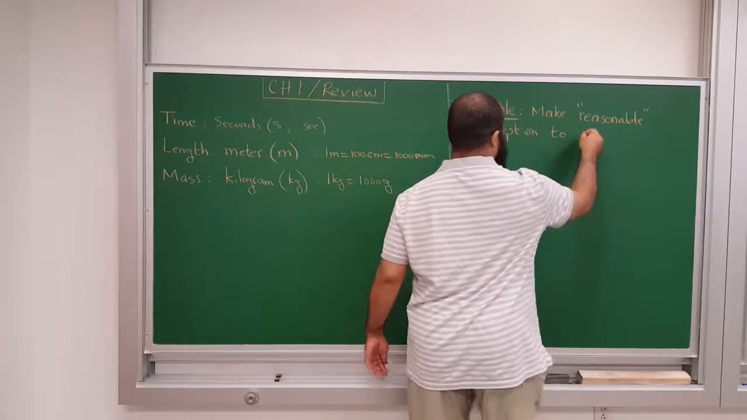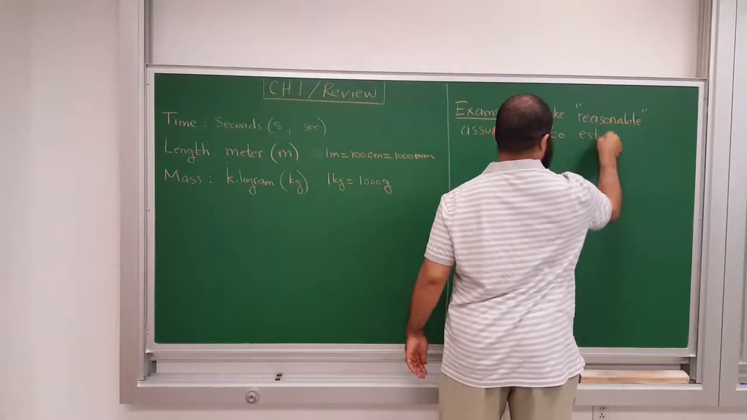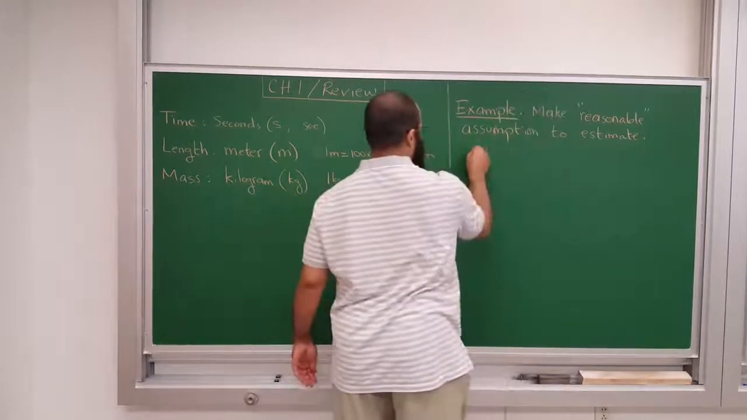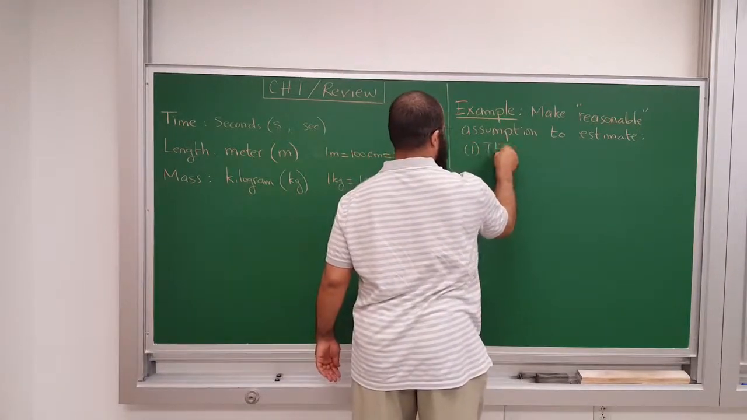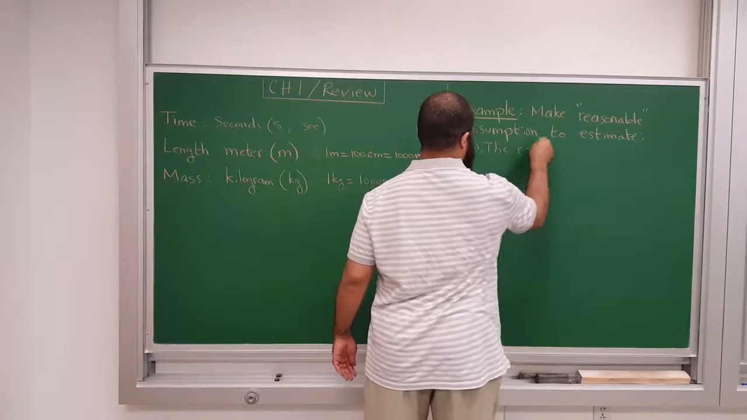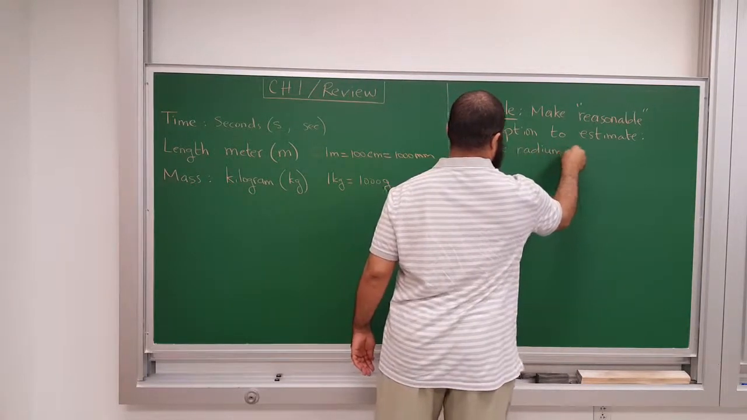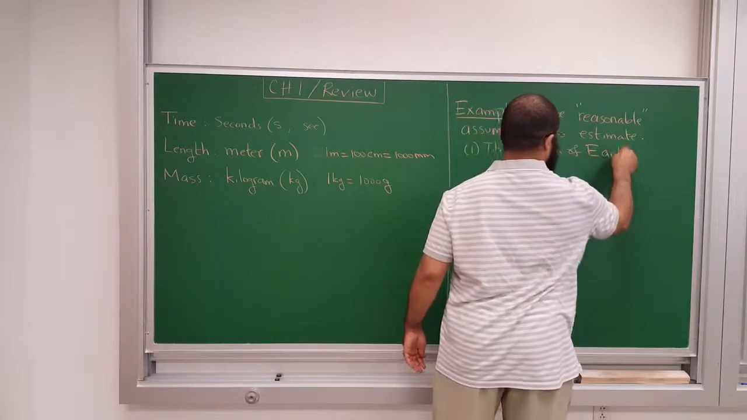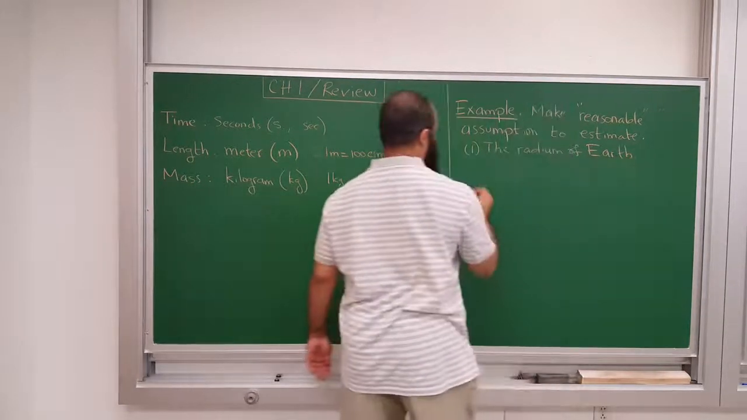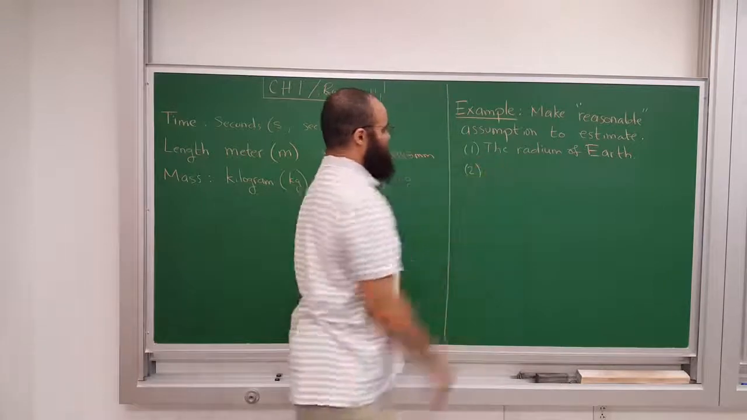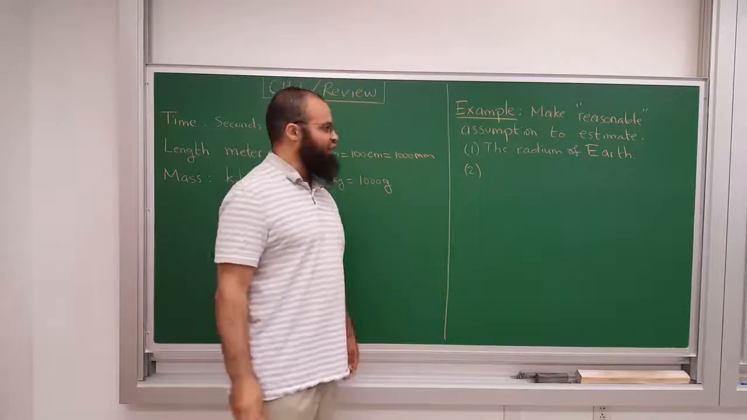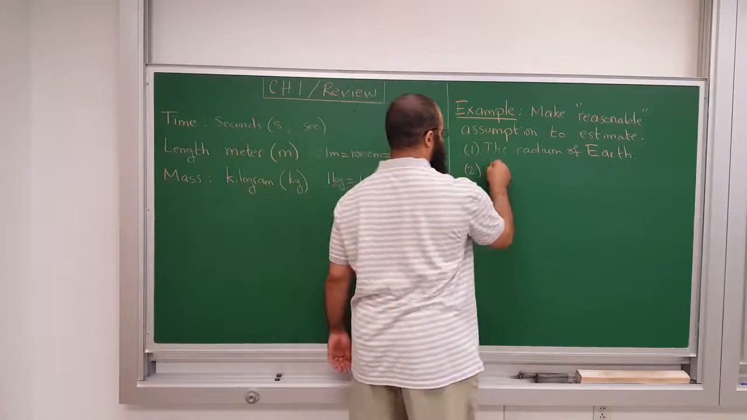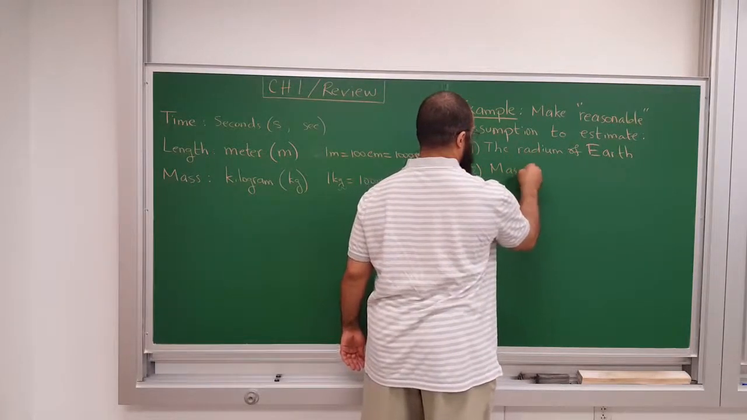To estimate the following. 1, the radius of Earth. Okay. 2, so the first, I want you to estimate the radius of the Earth. The second one, I want to find the mass of Earth.